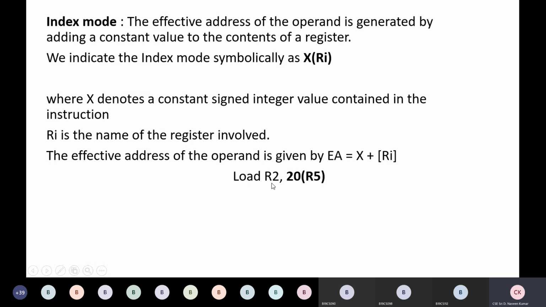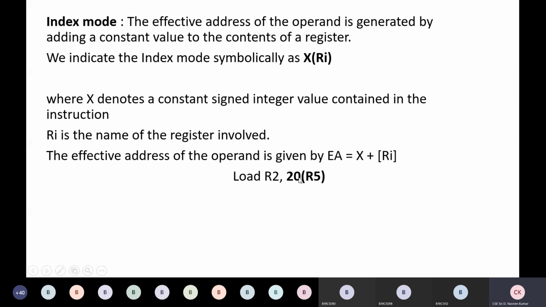You can see an example of an instruction which follows this mode. Load is the opcode. Before the operands, we have the opcode. This is an example of an instruction. This is the opcode, and these two are operands, and R2 is following register mode, but 20 of R5 is following index mode. So these two are operands but following different addressing modes. This one is register and this one is index mode, 20 of R5.